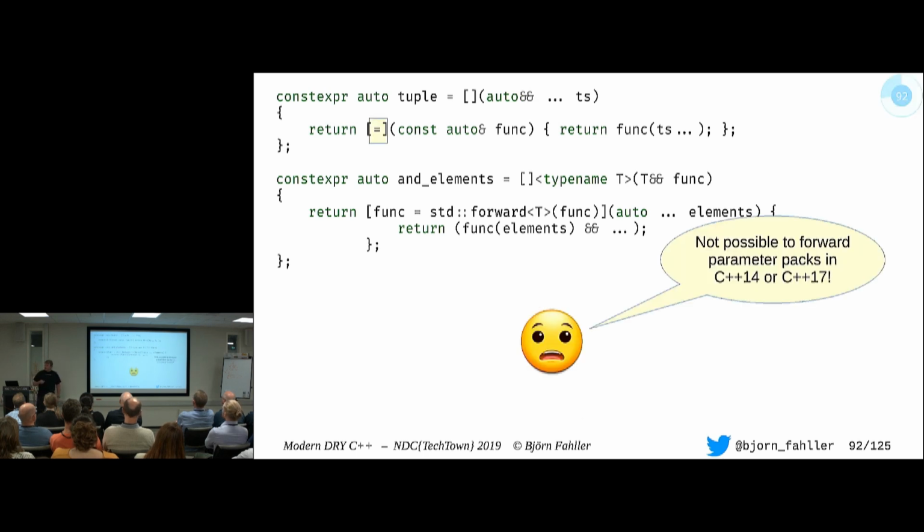This one is more tricky because there is no way in C++14 or 17 to do perfect forwarding on a parameter pack. So either I capture everything by reference or everything by value, and by value I mean by copy.